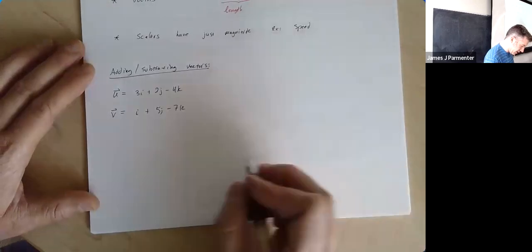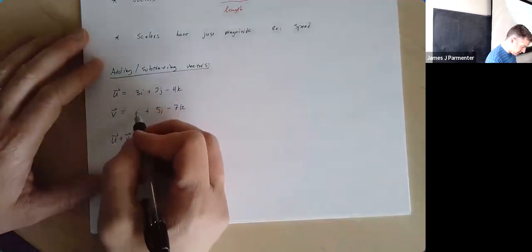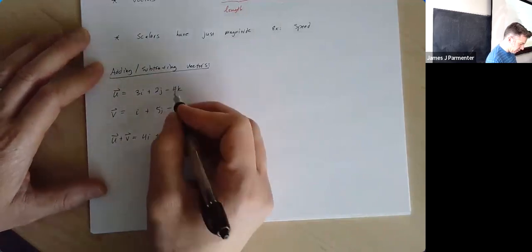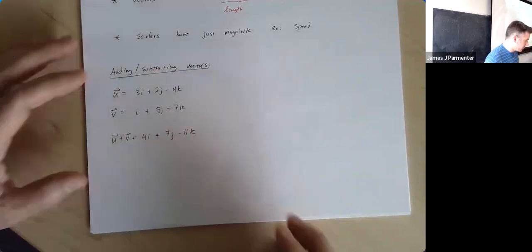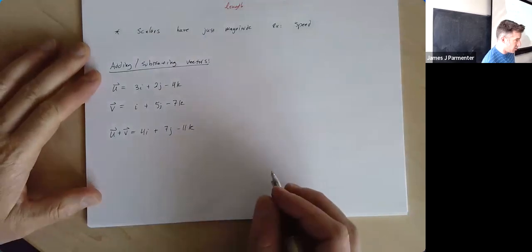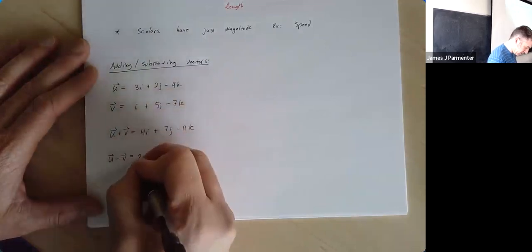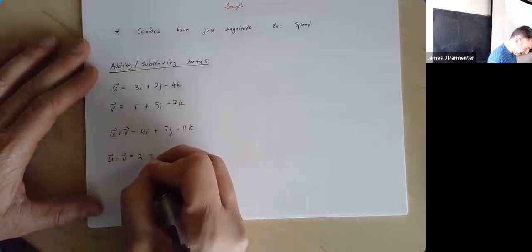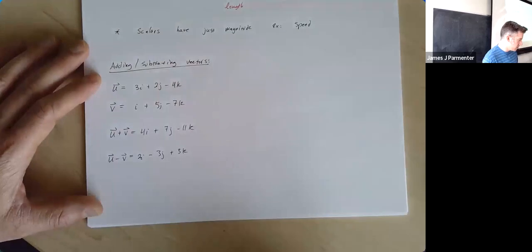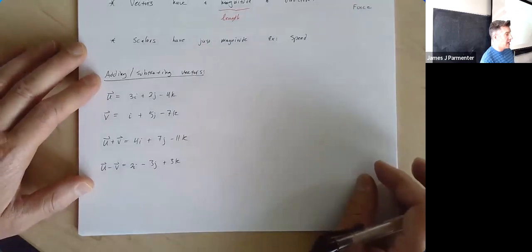Well, if you want to add those vectors together, u plus v, we just add the like components together. So you're going to get 3i plus i, which is 4i. You're going to get 2j plus 5j, which is 7j. And you're going to get negative 4k plus negative 7k, which is minus 11k. Subtracting also works the way you hope it would, meaning u minus v is going to be 3i minus i, which is 2i, 2j minus 5j, which is minus 3j, and negative 4k minus negative 7k, which is plus 3k. But that's not very informative as far as what's happening geometrically.